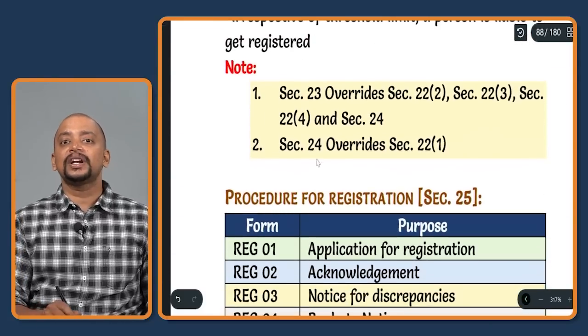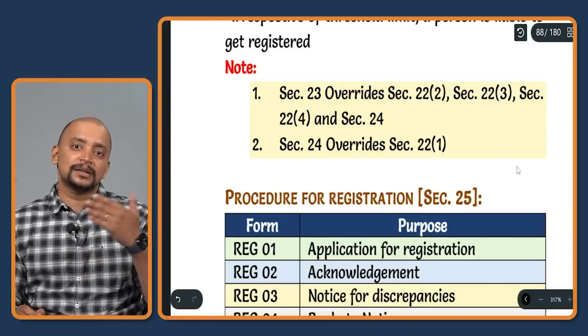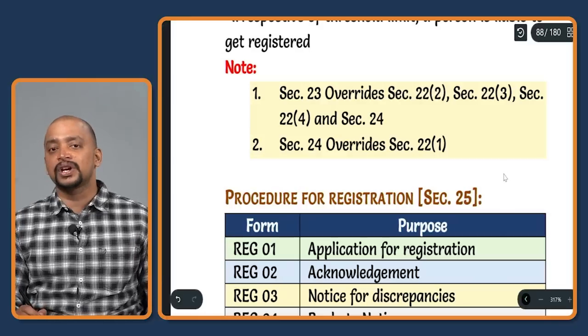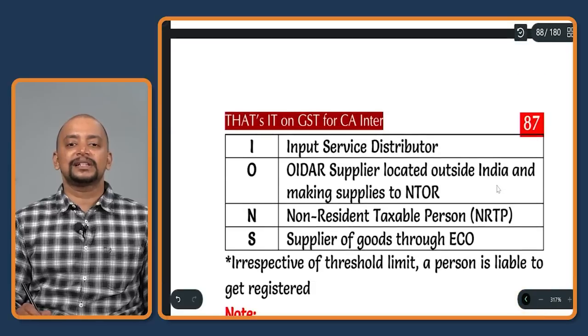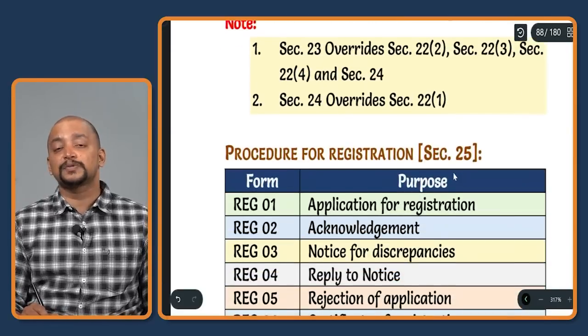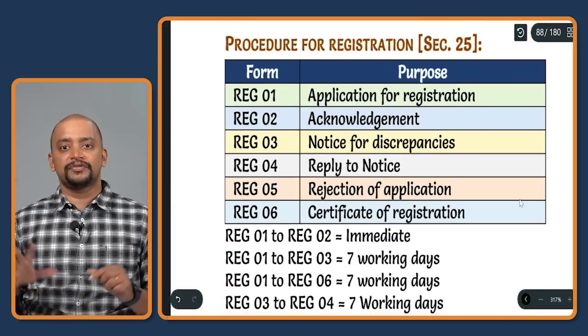And here section 23 overrides sections 22 and 24, which means if a person is exempted from registration, they are exempted from registration and they are not required to get registered. Section 24 overrides section 22. Suppose if a person is compulsorily required to get registered, they need to register irrespective of the threshold limit. That is this point. Then section 25 talks about the procedure for registration.